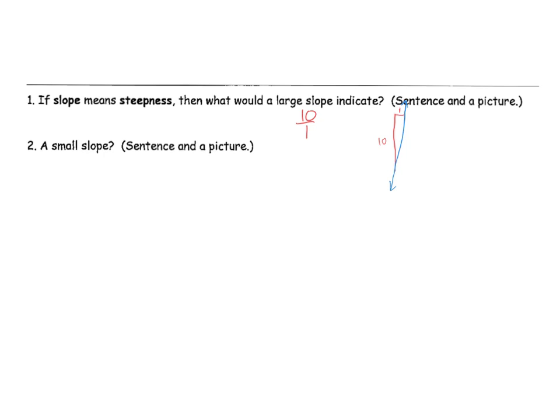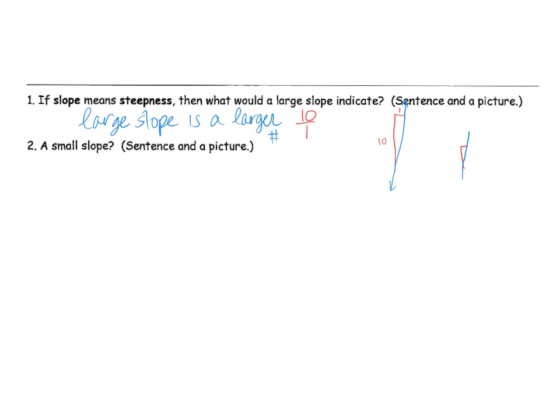Excellent definition choice you guys picked. 10 over 1. So a large slope is a larger number. Okay? Even 4. 4 over 1. Up 4 over 1. That's still a hike to get up. Okay. So there's your sentence and there's your picture.